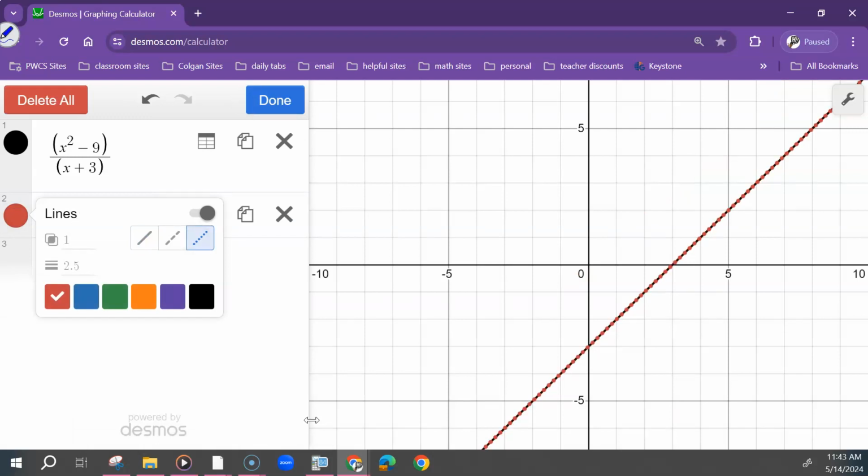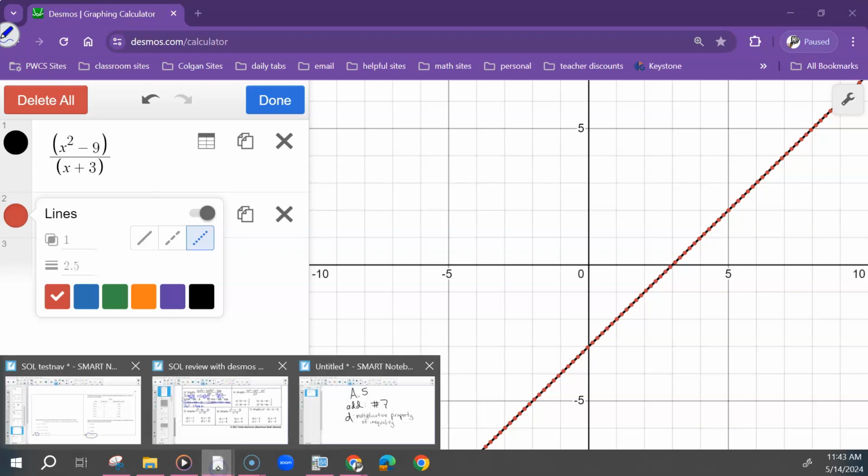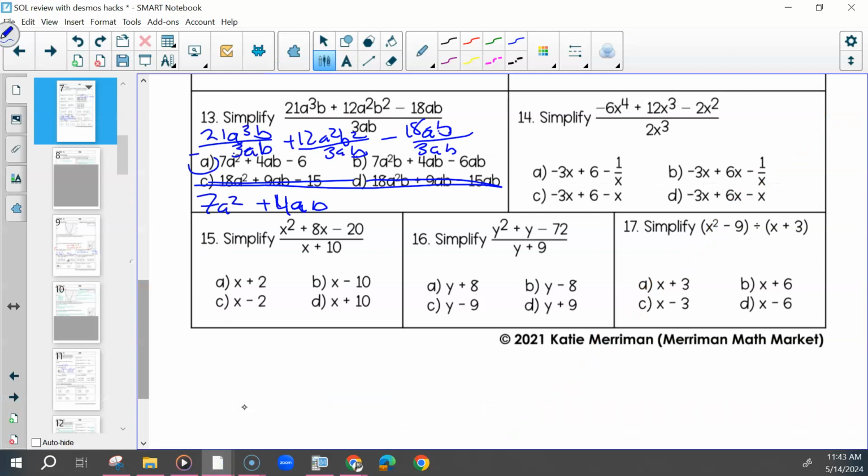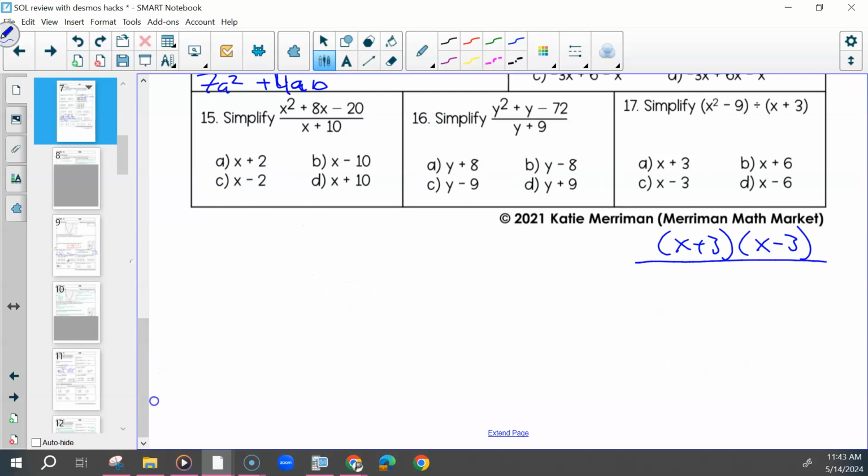Don't we have to change it? Wouldn't it be x plus 3? You already have x plus 3. So if you were factoring, if you did this by hand, you would have factored and got x plus 3, x minus 3, all over x plus 3. And those would cancel. Oh.